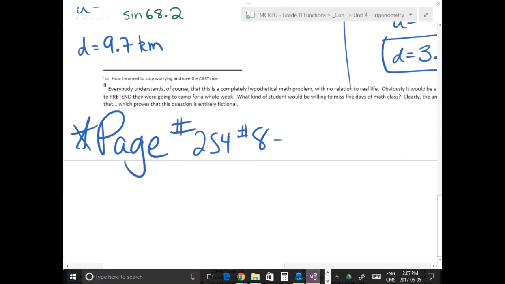8 to 10. Actually, sorry, 8 to 12. Now, I want to stress this, these are not all ambiguous case questions. Some aren't, some you can try them, but they're all good trigonometry problems.